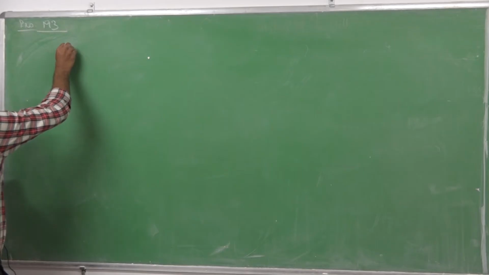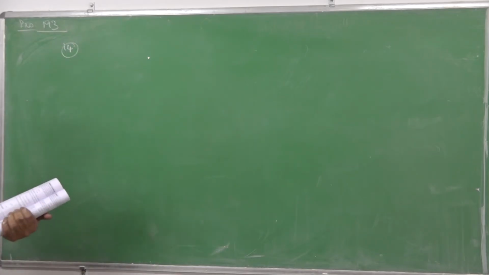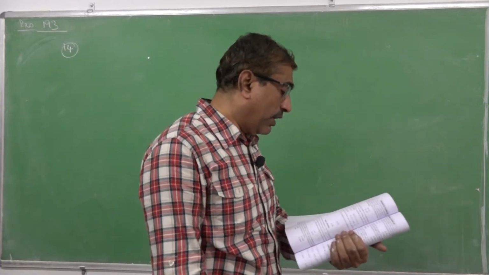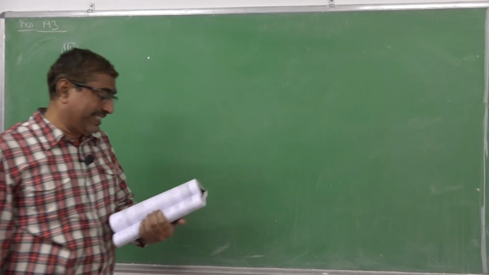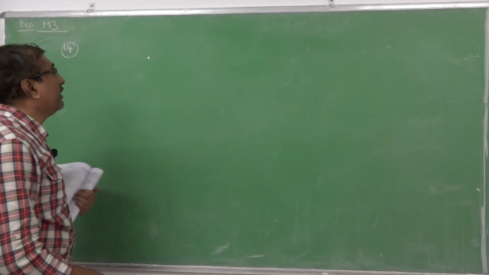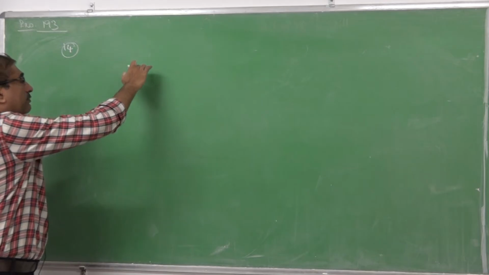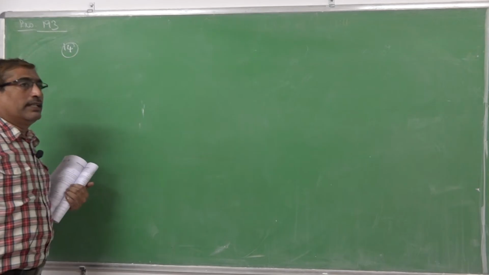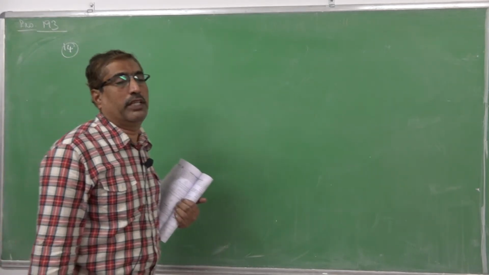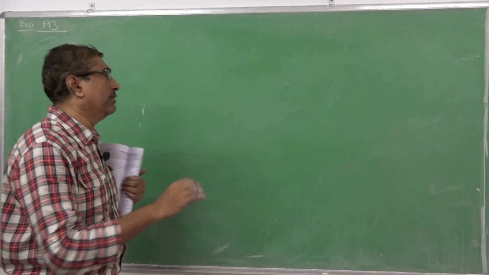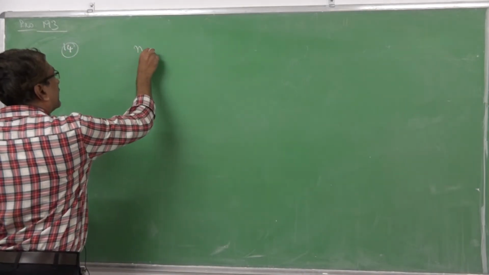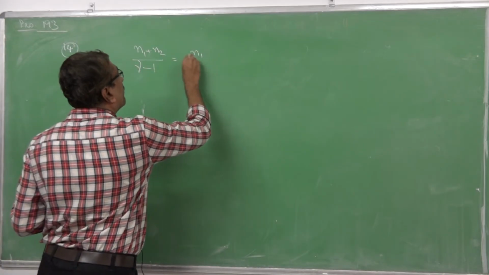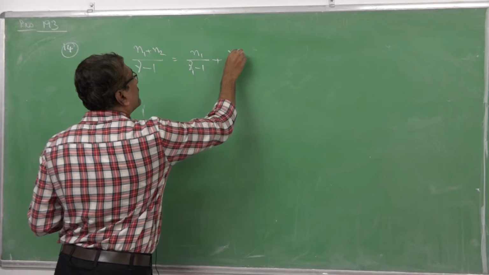Okay. 14th one. 1 mole of monoatomic gas is mixed with 1 mole of diatomic gas. What will be the value of gamma of the mixture? When 2 gases are mixed, the ratio of specific heats of that particular mixture is given by (N1 plus N2) by (gamma minus 1) is equal to N1 by (gamma1 minus 1) plus N2 by (gamma2 minus 1).